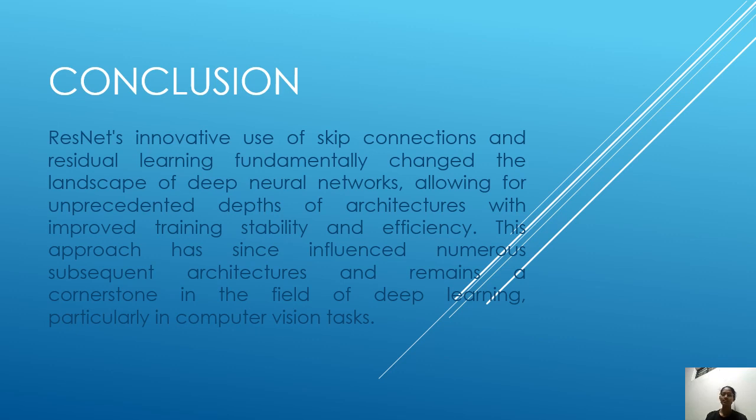Next, the conclusion of the residual network in deep learning neural networks. The typical residual network's innovative use of skip connections and residual learning has fundamentally changed the landscape of deep neural networks. It allows for unprecedented depths of architecture with improved training stability and efficiency. This approach has since influenced numerous subsequent architectures and remains a cornerstone in the field of deep learning, particularly in computer vision tasks. This is about the typical residual network in deep learning neural networks.